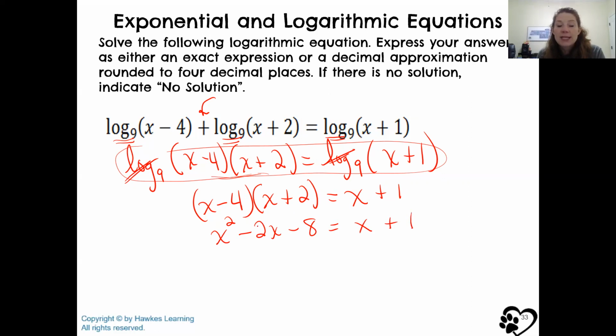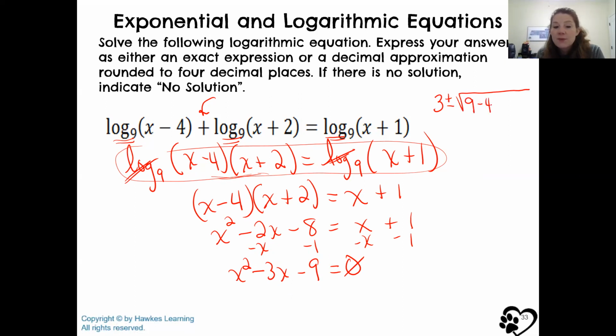Since it's a quadratic, we want it equal to 0, which means we're going to subtract x and 1 from both sides. So we have x squared minus 3x minus 9 is equal to 0. Is there any way we can get two numbers that multiply to give us negative 9 but add to give us negative 3? No, which means we have to use the quadratic formula. So we're going to do the opposite of b, plus and minus the square root of b squared minus 4 times 1 times negative 9, all over 2 times a.